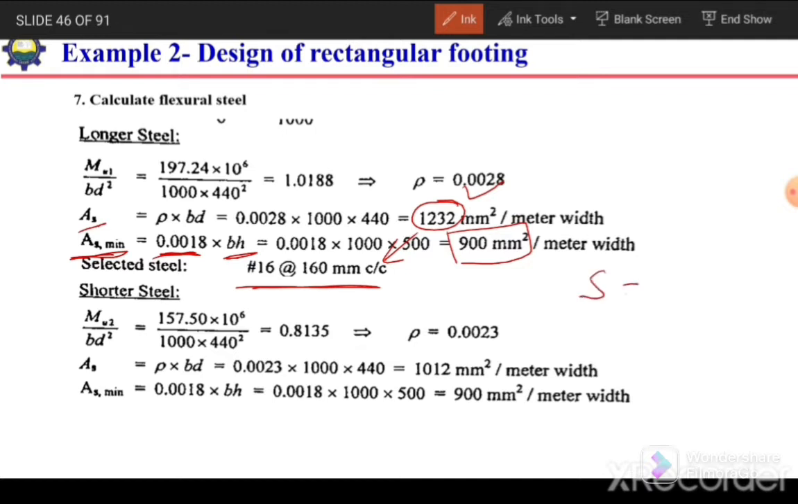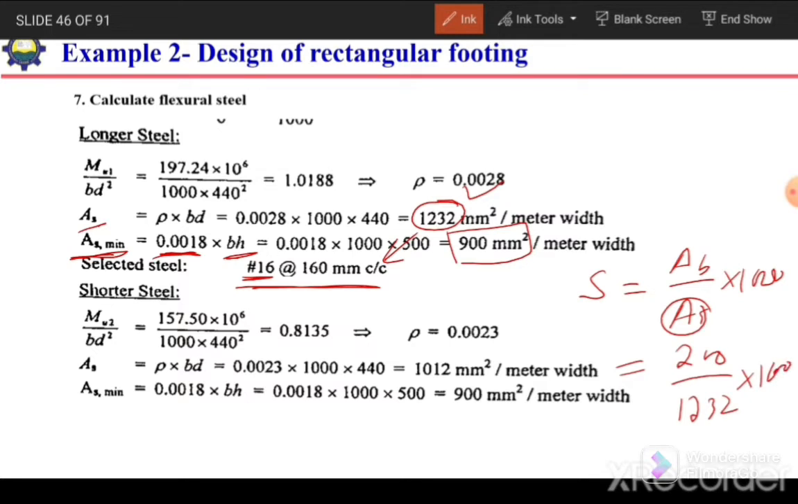For that, first we need to select which bar should be used as reinforcement. For example, we select number 16 bars. So spacing will be equal to area of bar divided by total area of steel multiplied by 1000, if we are using 1 meter width, or if this As is for 1 meter width. So Ab will be equal to 200 for 16, divided by 1232 multiplied by 1000, so it will give us the s value, which is 160 millimeter.